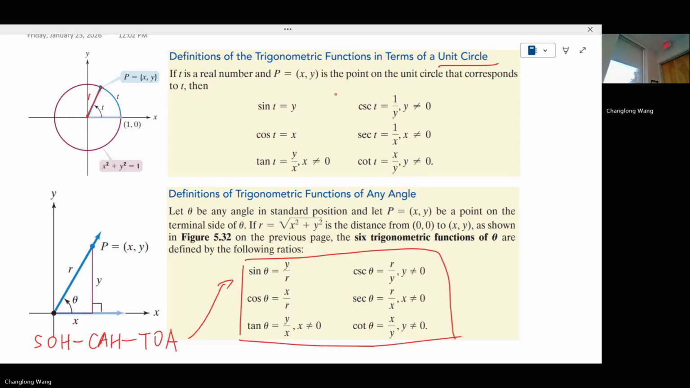So calm down and think about what it means. Let's say n could be 0, could be 1, could be -1, could be 2 and -2. What do you think they're doing? Are they just simply adding or subtracting multiples of 2 pi to an angle? That's just coterminal angles, right? Coterminal angles are all the same.